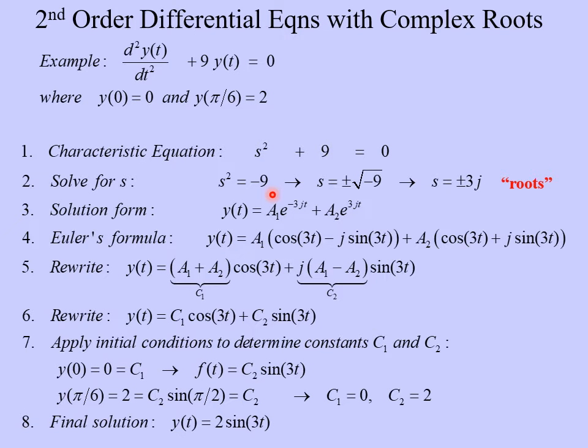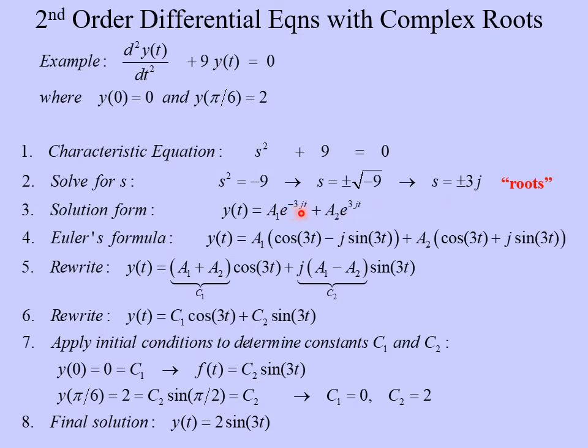But that doesn't mean we can't solve this problem. This problem is very solvable. We have to realize that s is equal to plus or minus the square root of minus 9. In other words, s is equal to plus or minus 3j. Remember, j is the square root of -1. So these are complex roots, and they will always be complex conjugates of each other. One is plus 3j, the other is minus 3j.